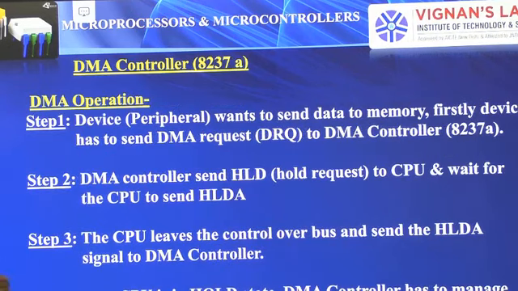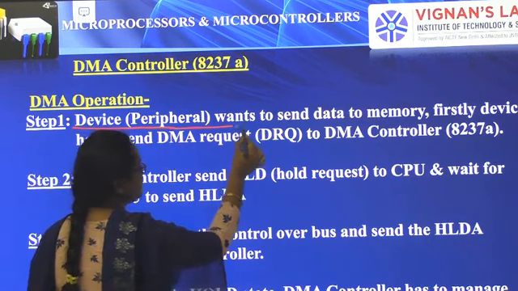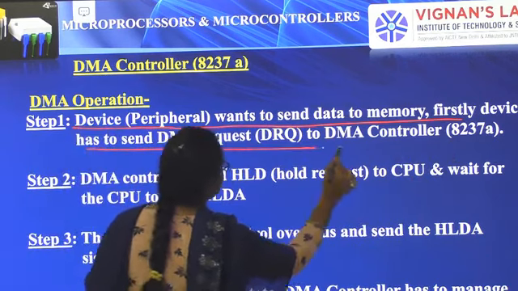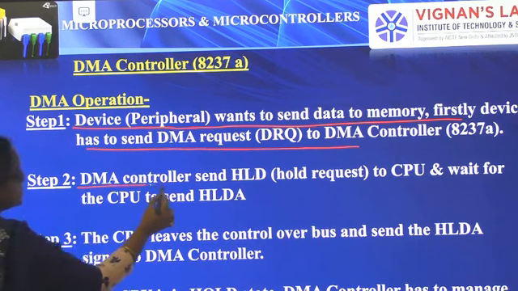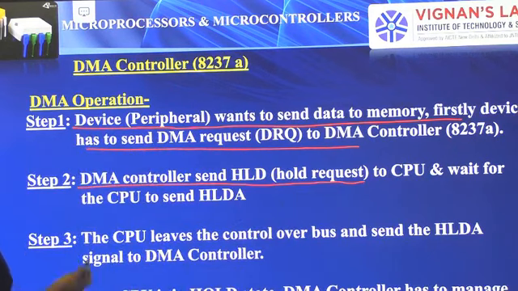So, the DMA operation. First of all, the device, the peripheral, wants to send data to memory. Firstly, the device has to send a DMA request to the DMA controller, that means the 8237A. Then the DMA controller sends a hold request to the CPU and waits for the CPU commands. The request is handled by the CPU.